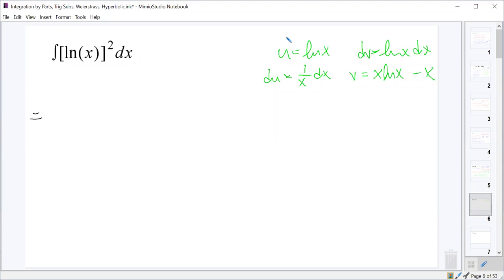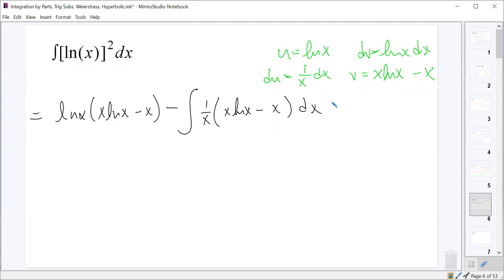All right, so this integral becomes u times v. That's kind of a pain. Natural log of x times x ln x minus x. Okay, uv minus the integral of v du. So 1 over x times x ln x minus x dx. Good or no? Yep.